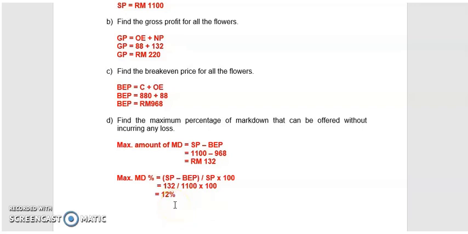Okay. So maximum rate that you can offer to your customer is only up to 12%. Okay. If you give markdown up to 15%, okay, 15 more than 12%, right? So it means that you will not get any profit. But if you give 11% or 10%, you still can have some profit, okay, because the rate still below the maximum markdown rate.